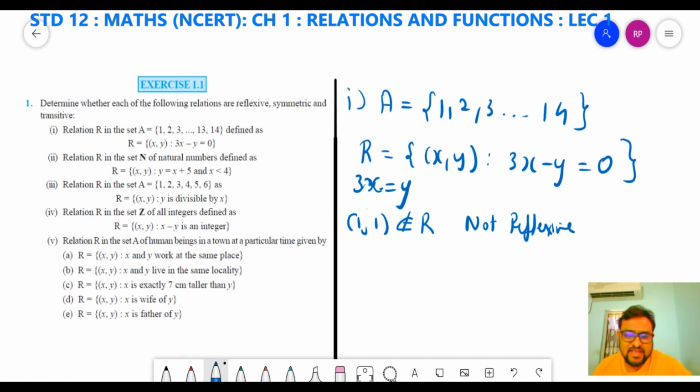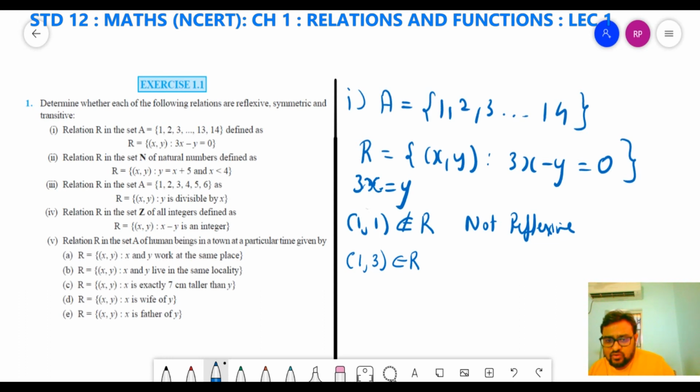Now, for the second one, that is symmetric. In symmetric, it is that (a, b) belongs to R, that means (b, a) belongs to R. Now, see, if I take x equal to 1, y will be 3. So I can write that (1, 3). X is 1, then y equal to 3 into 1, 3. (1, 3) belongs to R. Here, but does (3, 1) belong to R?